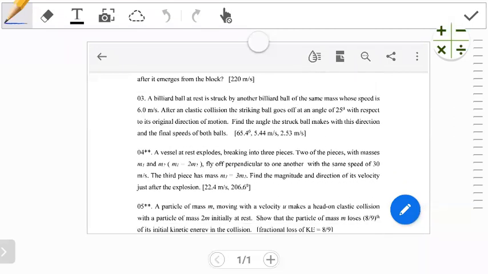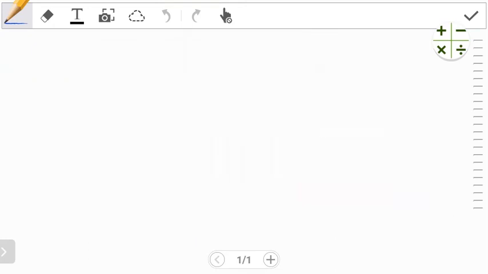This is an interesting question. They're talking about two billiard balls, one initially at rest and the other one approaching it at 6 meters per second. Then a collision takes place, and they're saying this is an elastic collision, which of course implies that kinetic energy is conserved as well. Once the collision takes place, the initially moving ball moves at an angle of 25 degrees from the initial direction. What they want us to find is the final velocities of both balls, and apart from that, the direction of the ball which was initially at rest. So let's see what we're going to find. It's a little bit tricky, but it can be done.